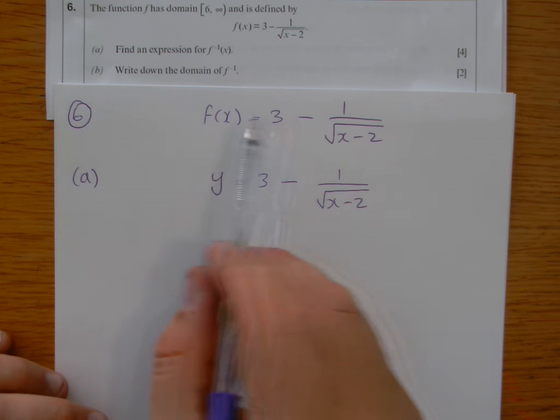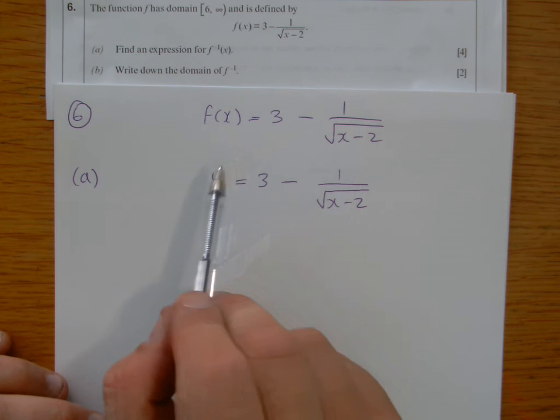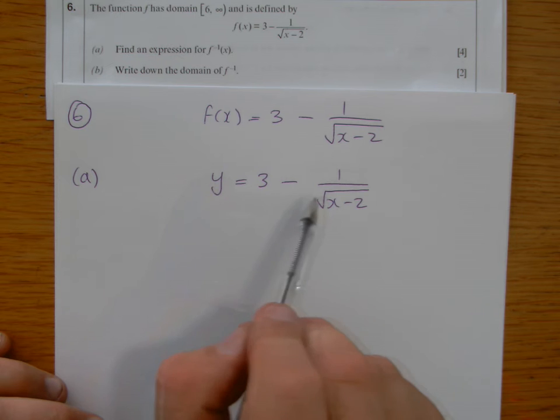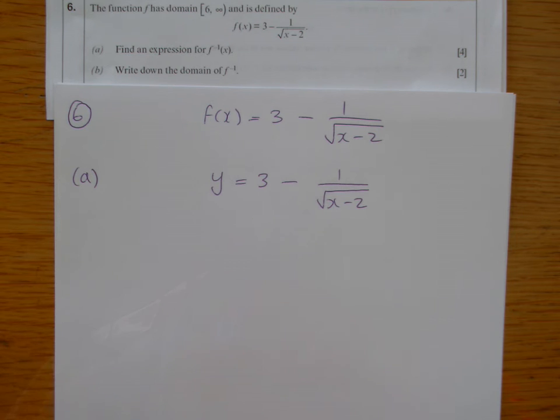So with number 6, we've got f of x here. We need to find the inverse function of f. So we're going to write y equals first of all, and we just need to rearrange this then, just like the previous one, to get x equals.